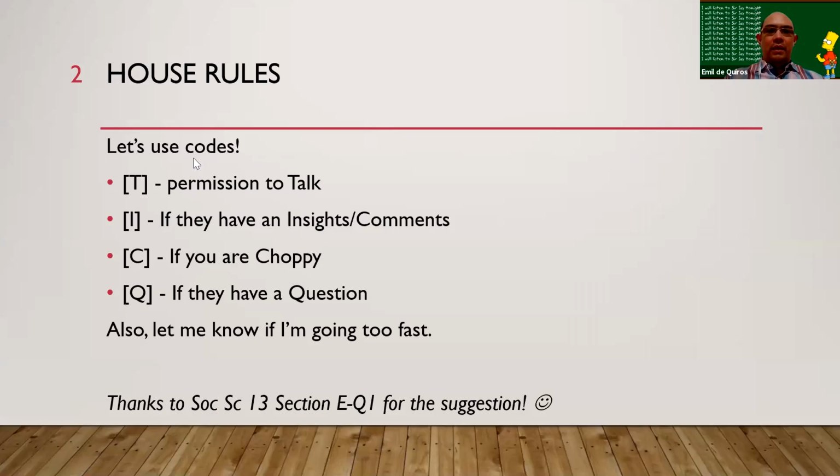Again, we can use the codes you guys suggested, or you can use the Zoom controls as well. If you want to talk, you can raise your hand, etc. So just let me know. And again, thanks to you guys for that suggestion.